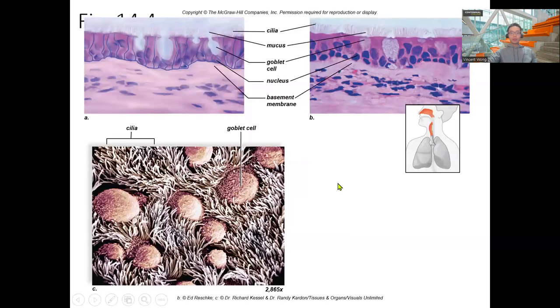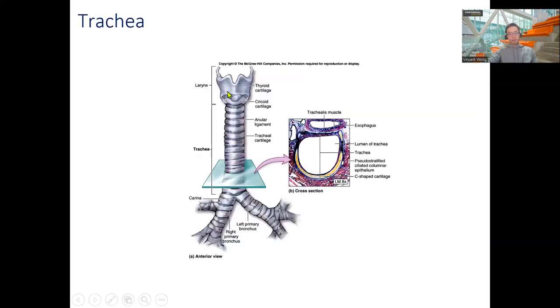The trachea is not too long, about 12 centimeters-ish. I mean, obviously, if you're a taller person, you have a longer trachea, right? But then it would start splitting into the bronchi after around 12 centimeters-ish.